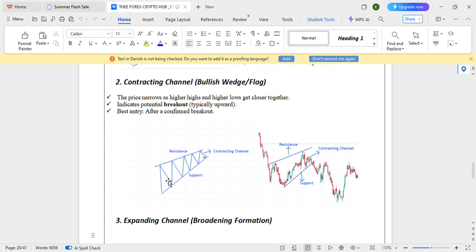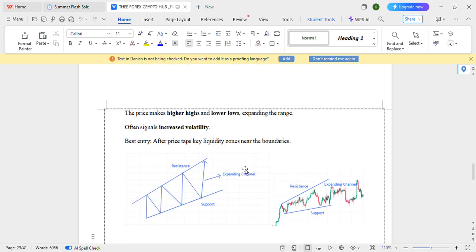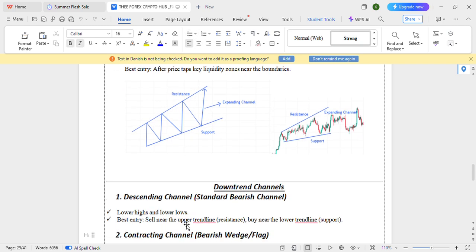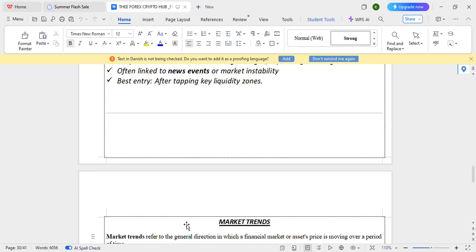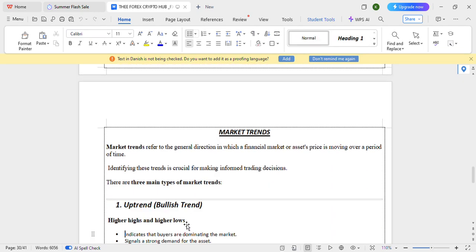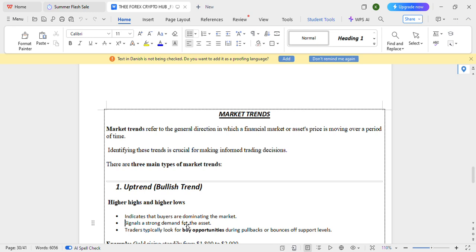You can clearly see we have an expanding channel. It starts thin, but as the market continues to move, it is now expanding, right? We have checked the ascending and descending, then contracting and expanding channels. That is it.